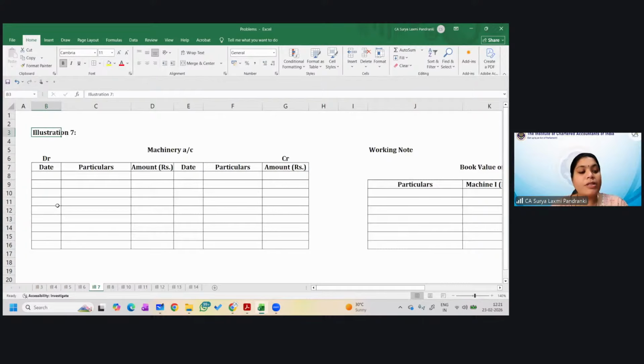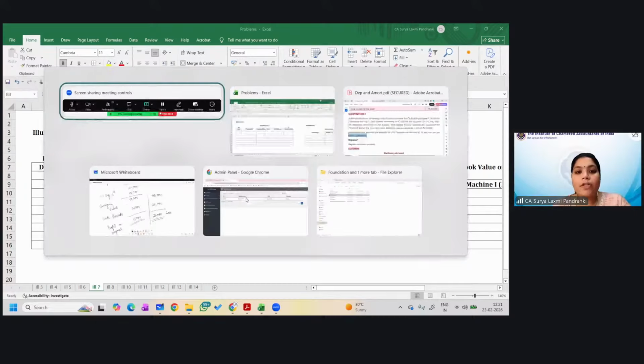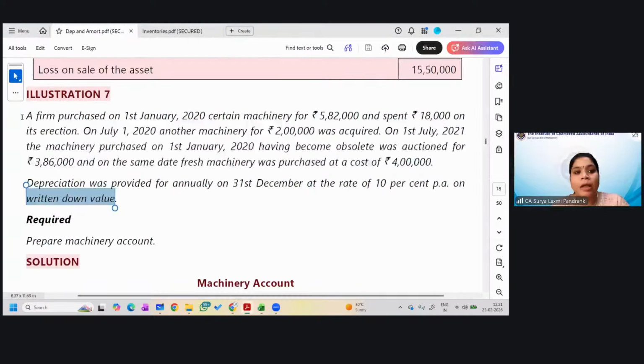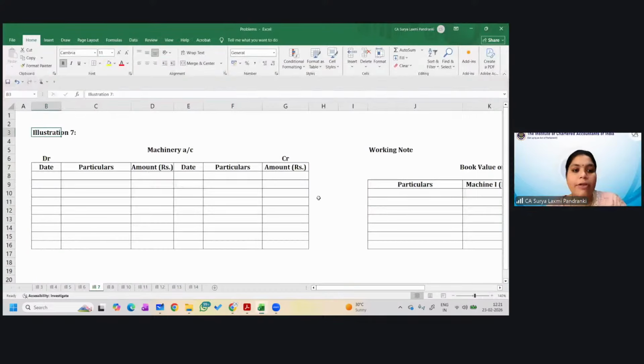Okay, so if you have to start the machinery account, what will you start with? Obsolete means your machine is no more in a usable condition, or the technology has changed, so that the machine is not in such a condition that it is going to work for your organization. That is called obsolete, right? So what is the first one? You have to start with what? You have purchased the machinery, correct? So that is what you will have to start with. Will it be debit or credit?